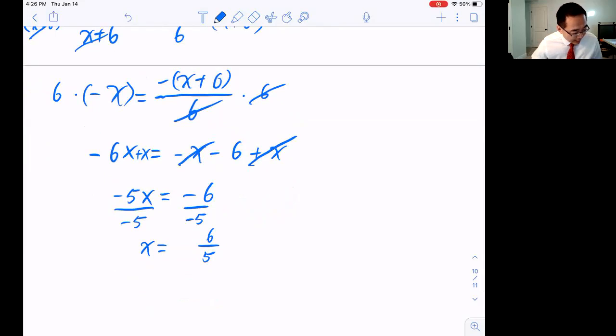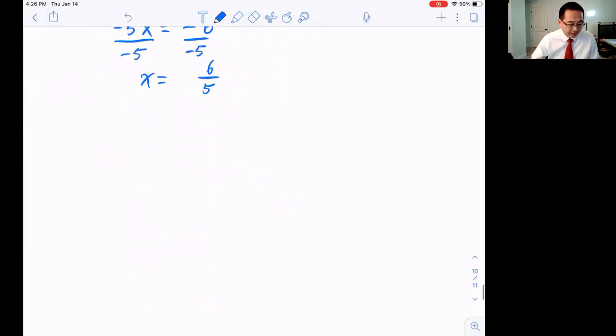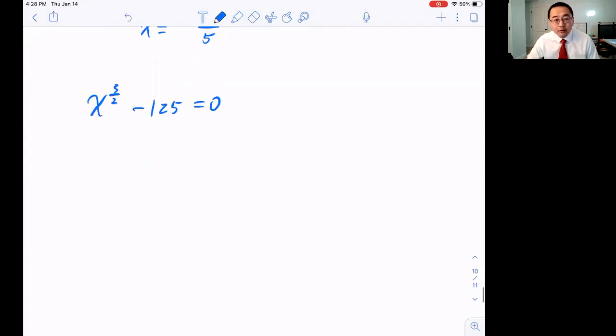All right. So the last thing I want to show you is that sometimes you have to solve for an x that's in some kind of root. So what if I have x raised to the 2/3 power minus 125 equals 0? How do you do this one? Well, because of time, I'm not going to give you time to work on this.